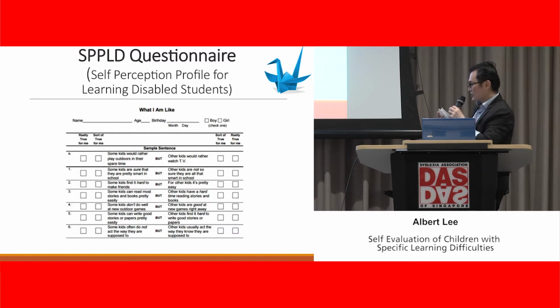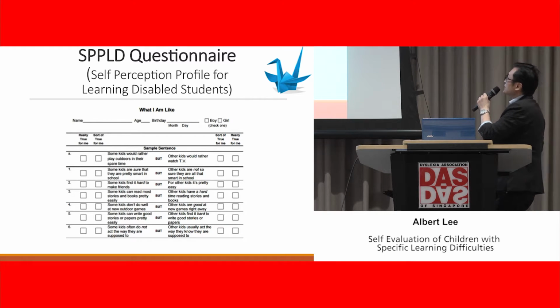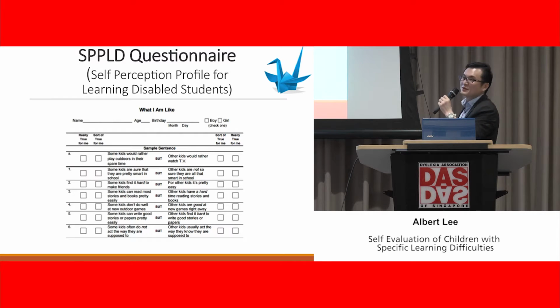So let's go to the third questionnaire. The third questionnaire, which is quite a mouthful, is the SPPLD questionnaire, Self-Perception Profile for Learning Disabled Students. This questionnaire, in fact, is not as clear-cut as the earlier 2 questionnaires. It has a 2-part question.